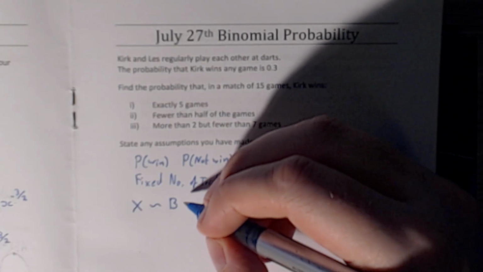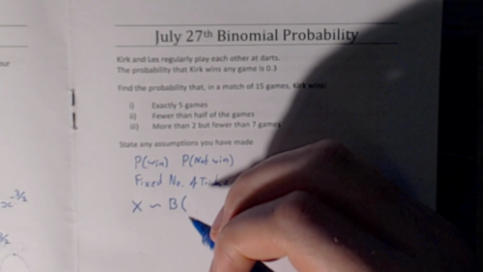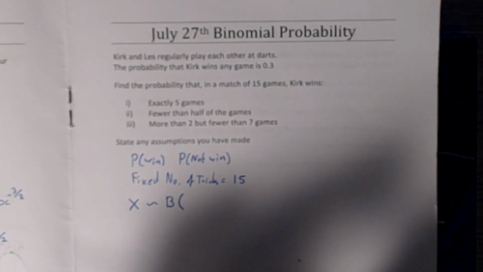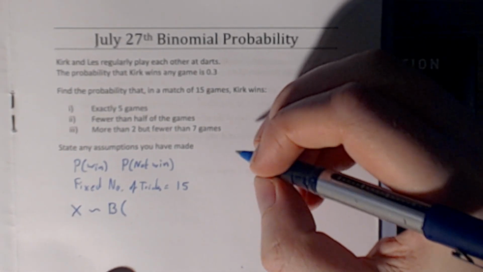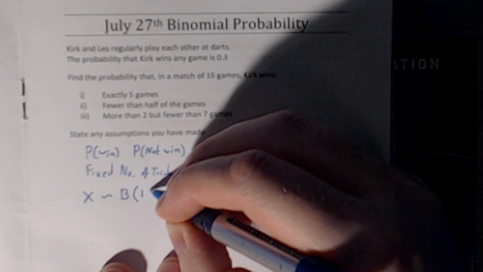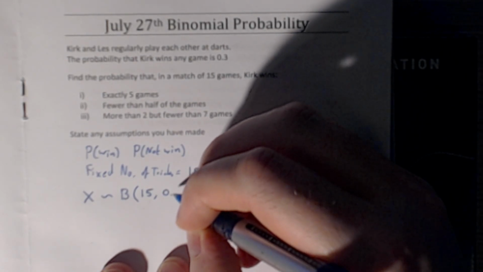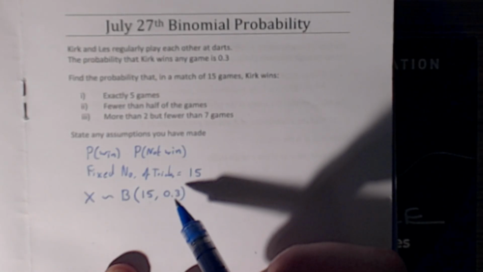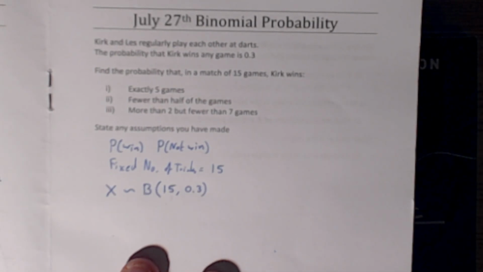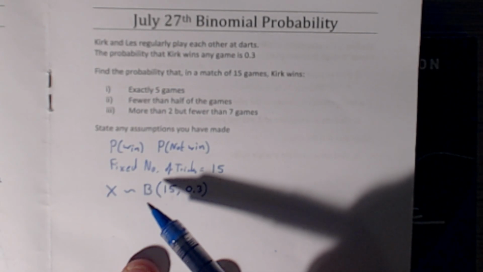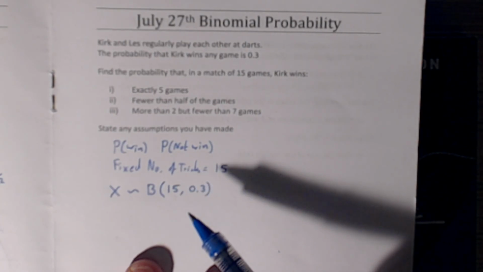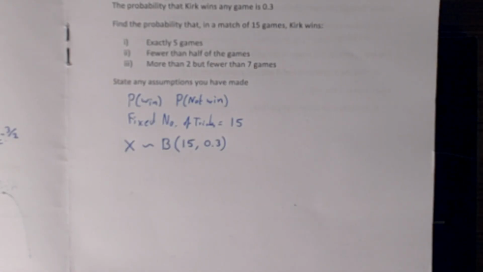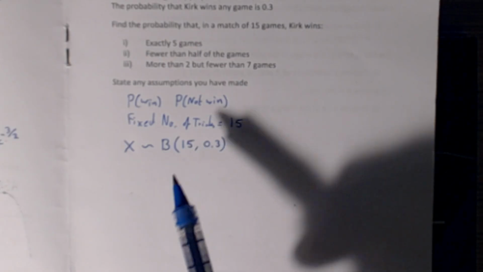Capital B for binomial. And then we're going to put a couple of numbers in here. Binomial is defined by the number of trials and the probability of success. If you remember the order, we put the number of trials first, and then the probability of success, 0.3. So we have X tilde B(15, 0.3). That's telling us the number of wins is given by the binomial distribution with 15 trials and a probability of 0.3 of success. Great, so that's what we need to program into our calculator for the next step, but that is what we're working with.